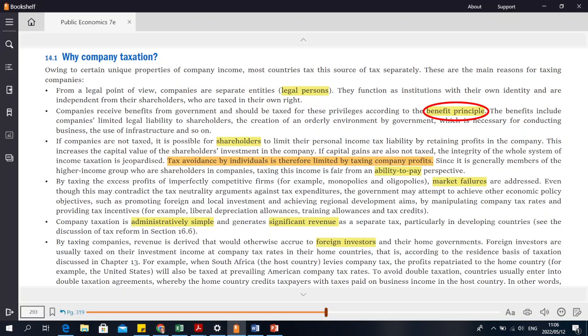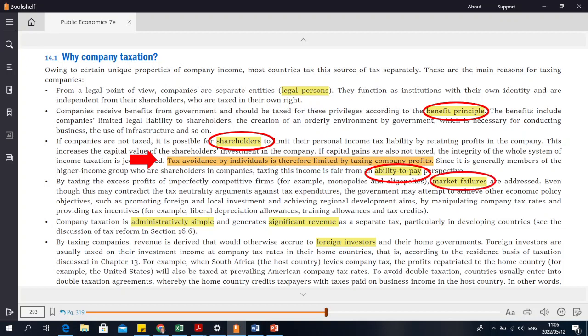The second has to do with ability to pay, which is also a fairness characteristic, isn't it? So shareholders shouldn't be allowed to hide their wealth or their income in the form of shares in a company. If they never take the shares out, then they don't get taxed as persons, and they are able to avoid paying tax as individuals. Therefore it's good to have personal income tax and company tax, because we want to get everybody who has the ability to pay their taxes. So those two have to do with fairness.